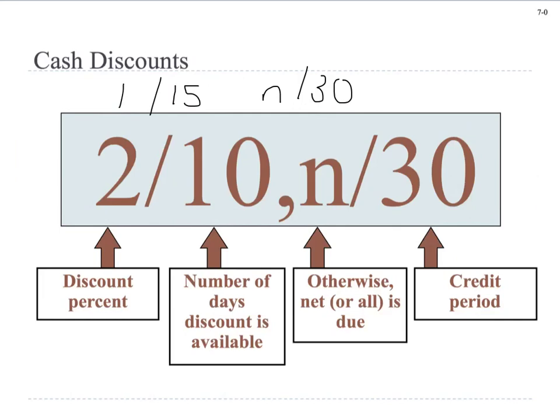So companies do this because usually they want to get the cash in quicker. They want to incentivize their customers to pay their bills more quickly. And why would the customer want to pay their bill more quickly? Well, because they're going to get a 2% or 1% discount by paying it more quickly. So they'll be able to save money if they pay it more quickly.